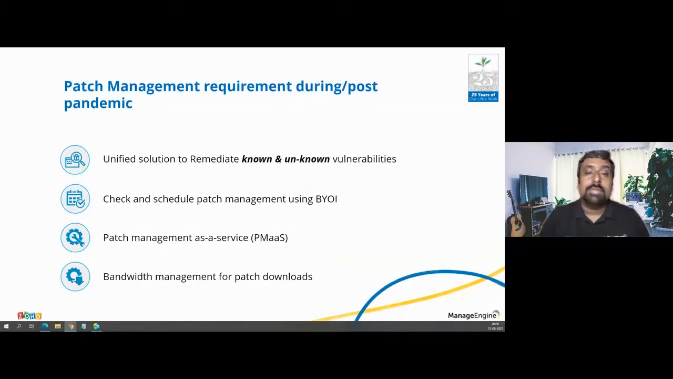Bandwidth, again, like I mentioned, you need that. So that's one of the requirements, and our patch management or our vulnerability management program in ManageEngine is able to focus on these areas, and ManageEngine Vulnerability Manager Plus will be able to give you those aspects, right?